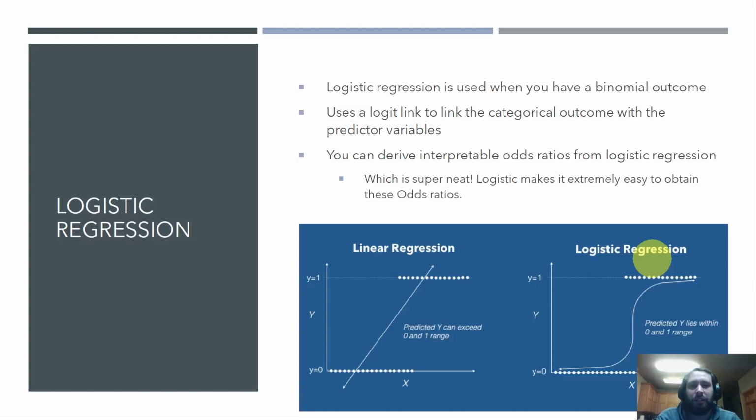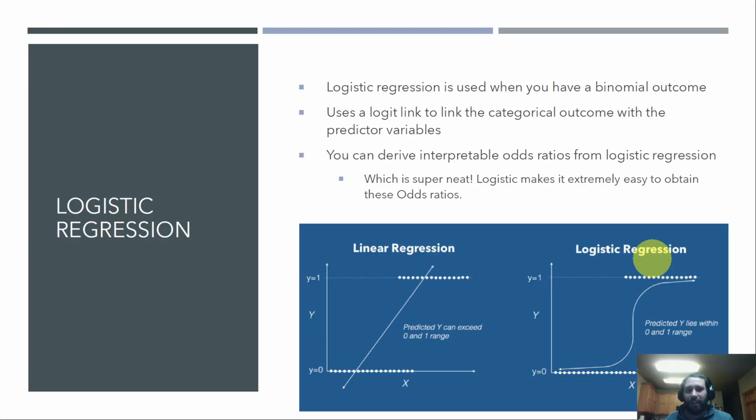So, logistic regression is used when you have a binomial outcome variable. Until now, we've always assumed that our outcome variable is continuous. Here now, it either takes on a 0 or a 1, and it's very specific that it needs to take on a 0 or a 1 in logistic regression. And pretty much what's going on is it uses a logit link to link the categorical outcome with the predictor variables. And from this, you can derive these interpretable odds ratios from logistic regression. And that's really where my focus is going to be today, is getting those interpretable odds ratios.